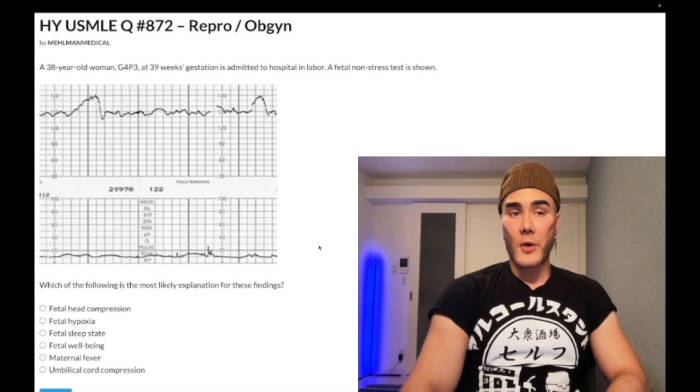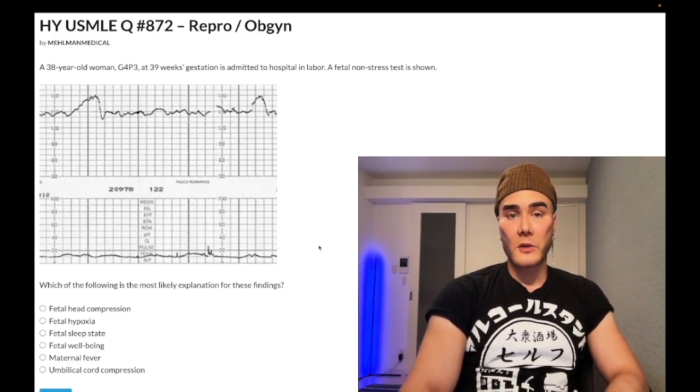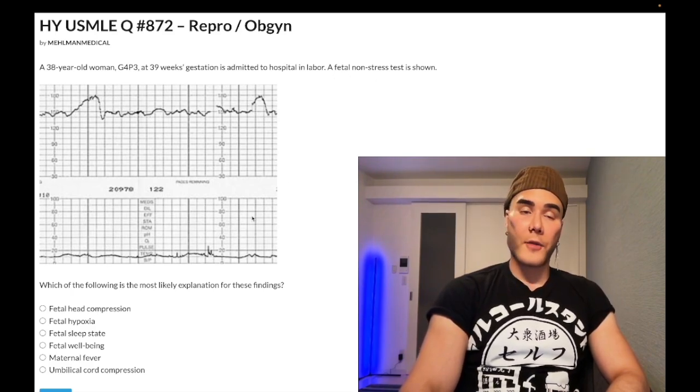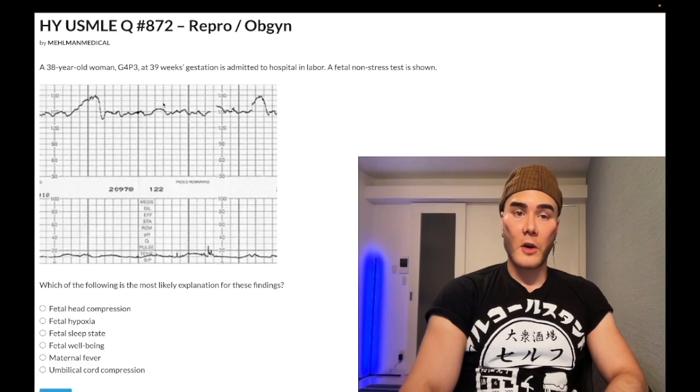Let's start the clip. 38-year-old woman, G4P3, 39 weeks gestation, non-stress test is shown. You say, no idea what this means or what this graph is showing us. I'll tell you. So this upper curve is showing us fetal heart rate. Okay, so it should be 110 to 160. Bottom curve is showing us uterine contractions. You don't have to worry about the numbers.